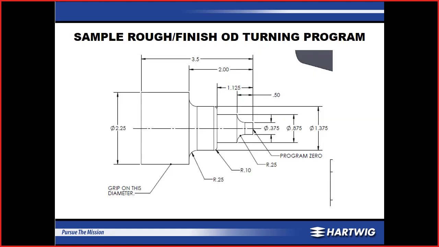So let's look at a sample program for how to rough out this part. Pretty simple OD part. We've got a couple radii and some straight turns. Our program zero is the front of the part, and we're gripping on a 2 1/4 diameter, only turning back 2 inches.